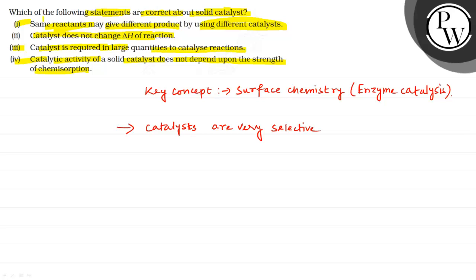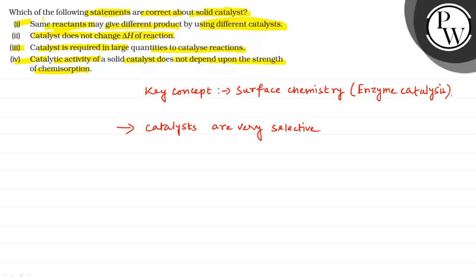Okay, so the first option: same reactants may give different products by using different catalysts. Yes, मतलब एक रिएक्शन में एक रिएक्टेंट अगर इस कैटलिस्ट से एक कोई प्रोडक्ट दे रहा है, तो दूसरे कैटलिस्ट यूज करने पर कोई डिफरेंट प्रोडक्ट दे सकते हैं. Same reactants may give different products by using different catalysts.